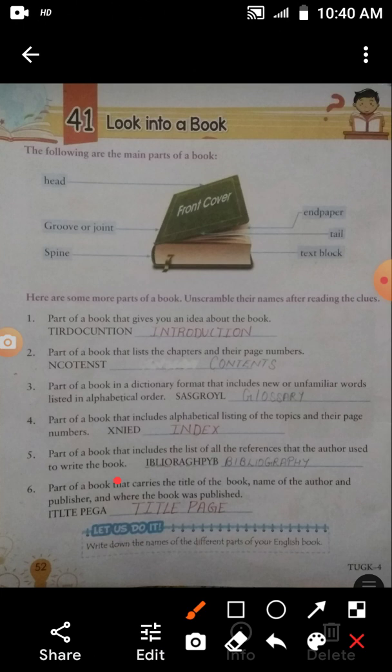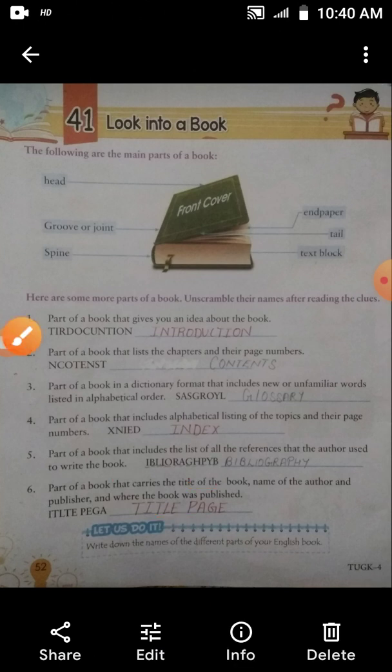Now look at the last question, question number 6. Part of a book that carries the title of the book, name of the author and publisher, and where the book was published. In which part of the book is the title given, the name of the author given, and where the book was published? It is said in the question itself, the title of the book, so it will be title page. The spelling of title is TITLE, title, page PAGE, page.